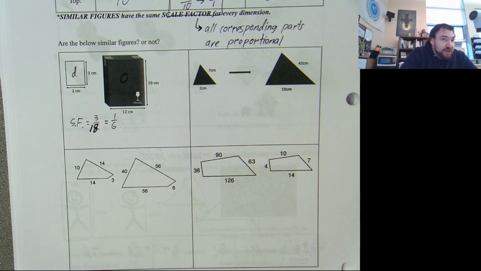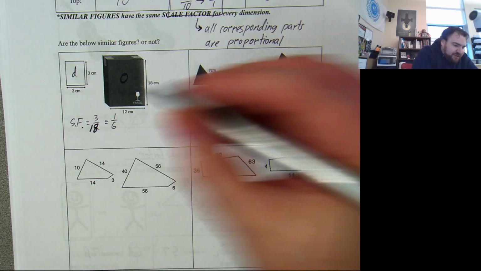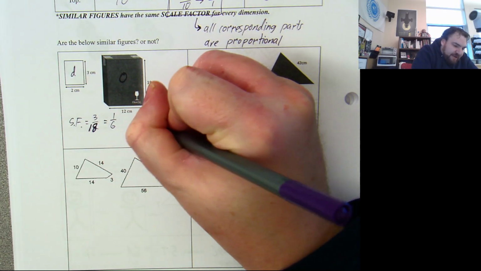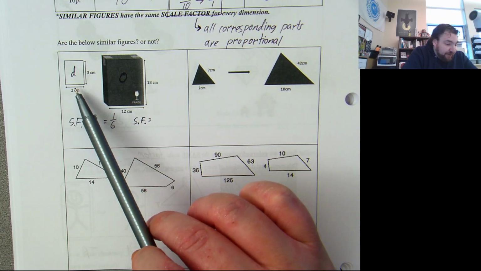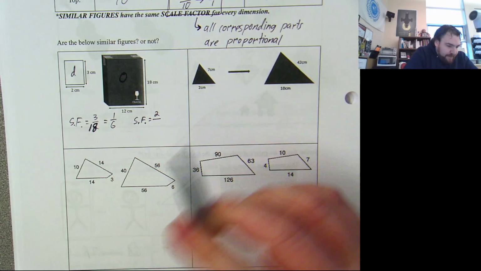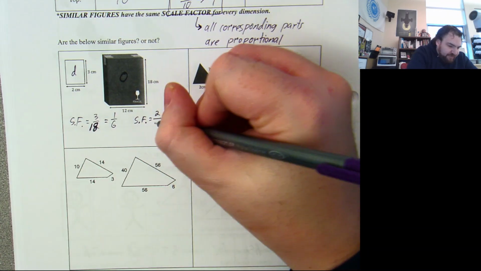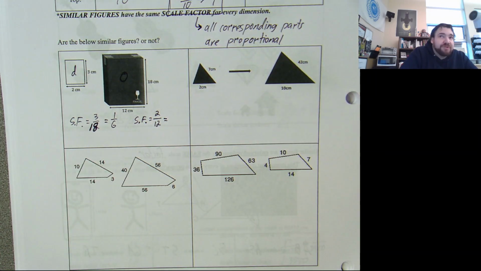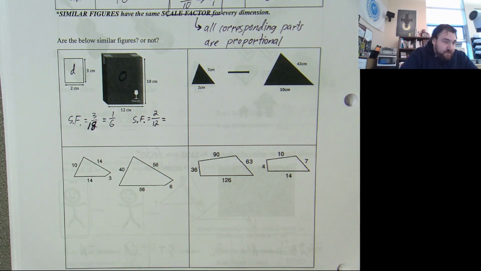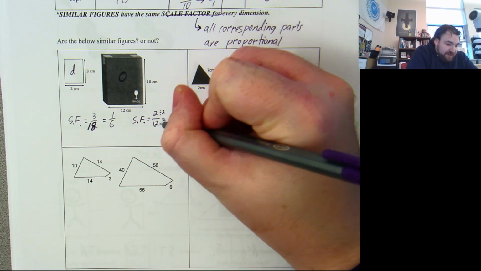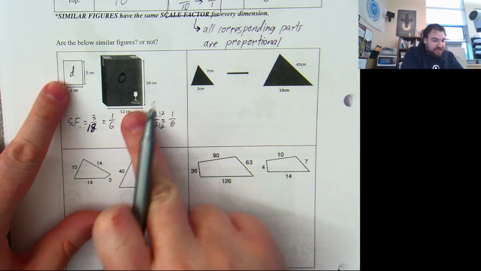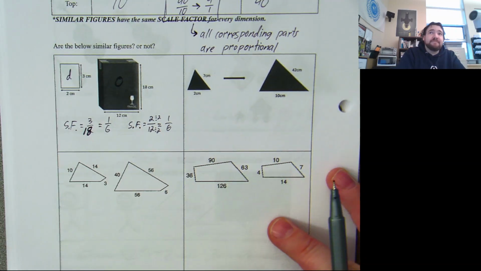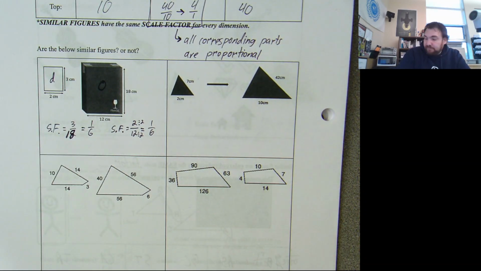To see if they're similar, we need to make sure the other dimension follows, that it is equivalent, right? So if I want to check the other one now. The bottom piece on the diagram is 2. The bottom piece on the original is 12. What does 2 over 12 reduce to? Yeah, both of them are divisible by 2. Divide by 2, divide by 2, it's going to be 1 over 6. These are the same scale factor. These two are similar. Let's go look at the next one.